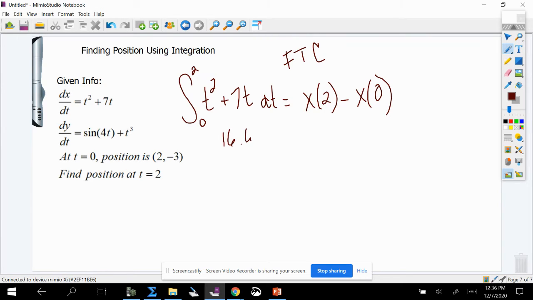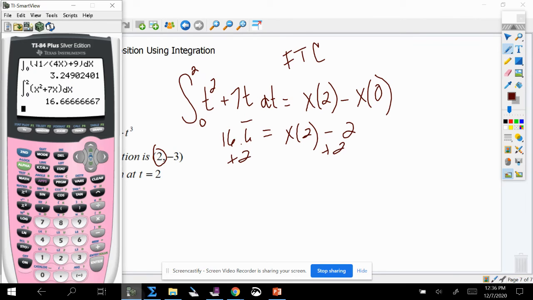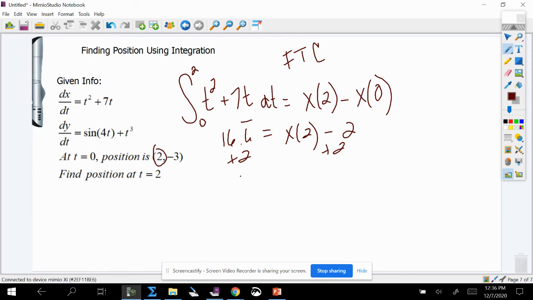I'm just going to write it like that. We know x of 2 is what I'm looking for. We know x of 0 is 2, because that is your x value when t is 0. So I'm going to add 2 to both sides. I'm going to write it as a fraction just because we tend to work with fractions more often. And we get 56/3. So that's my x position at 2. That's half the problem. That gives you the x piece.